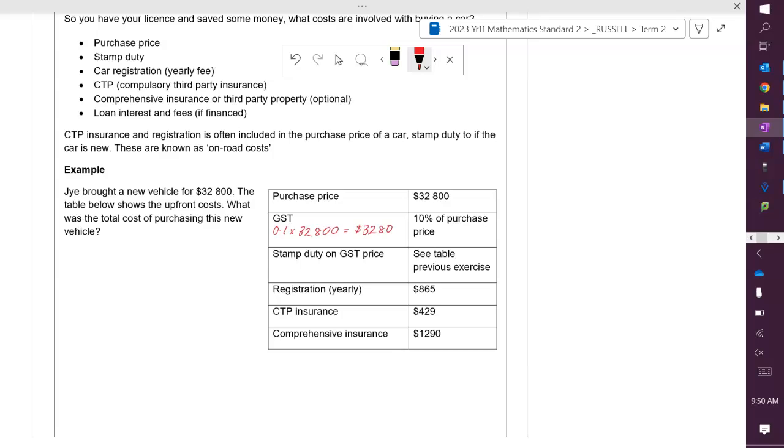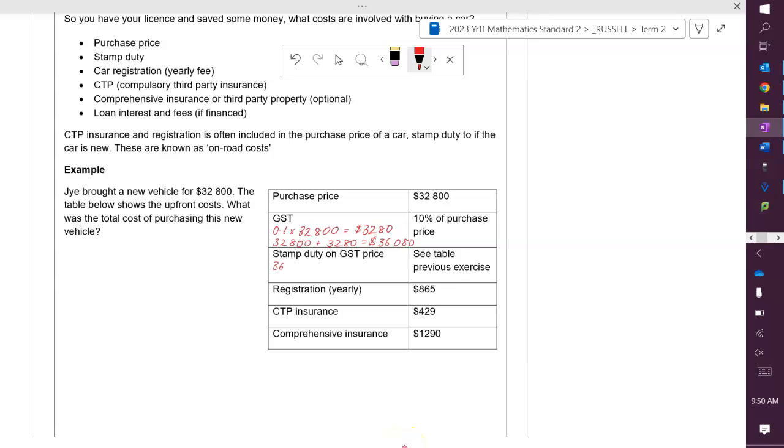And then that would mean, so the total cost of the car, I have to add this on. So 32,800 plus 3,280, which will tell me the cost of the car is $36,080.